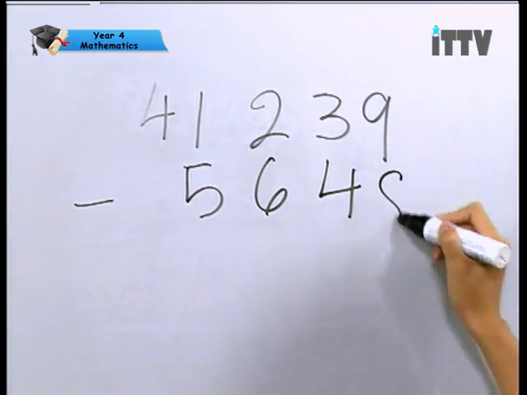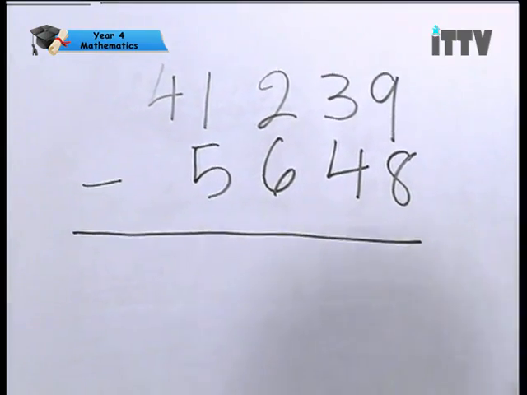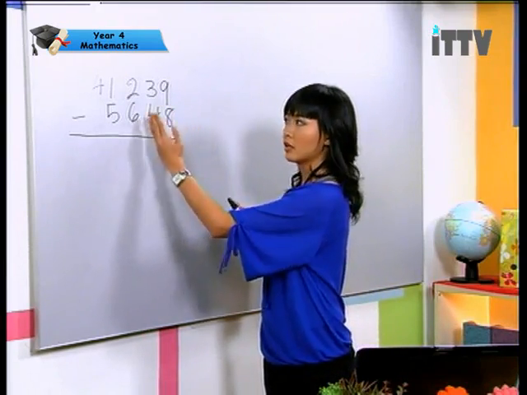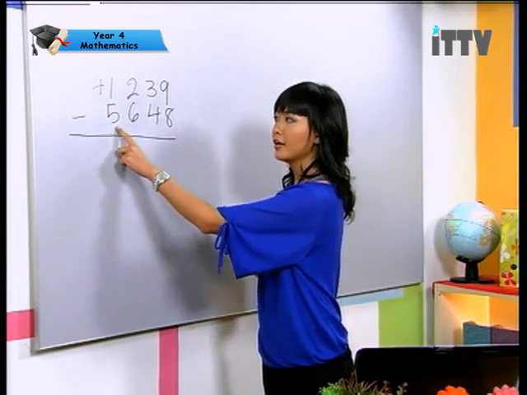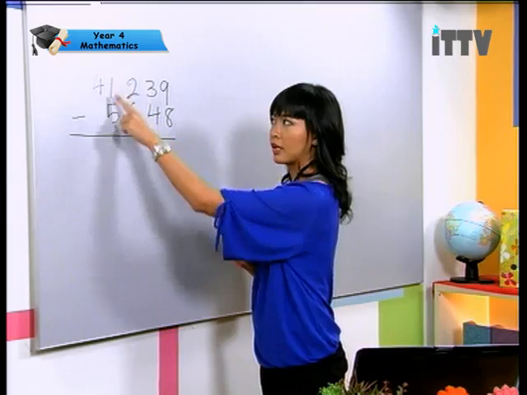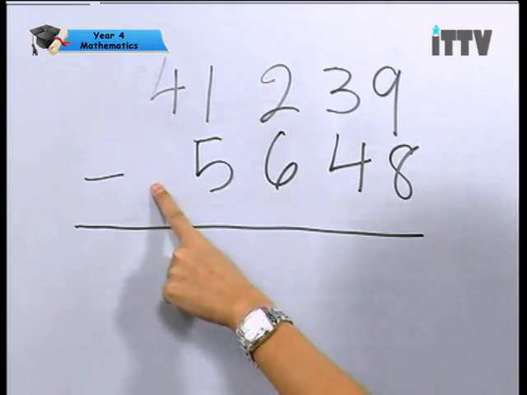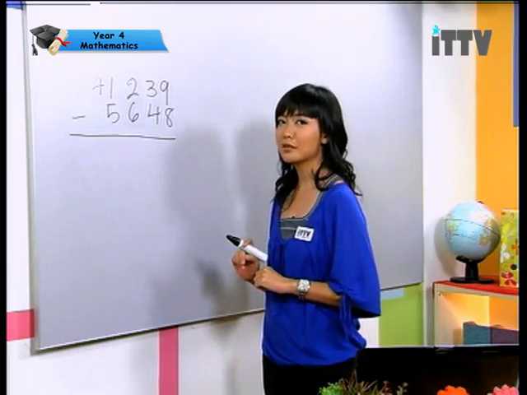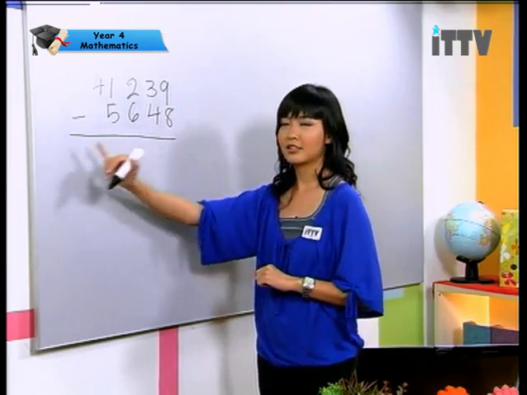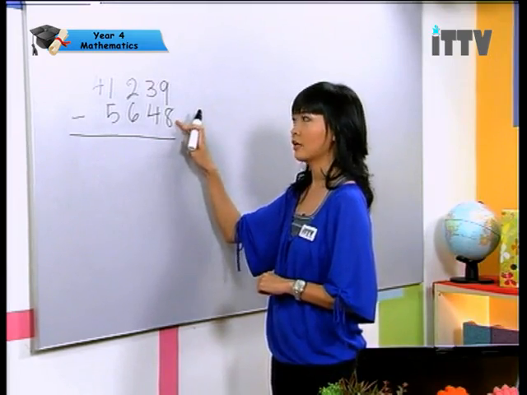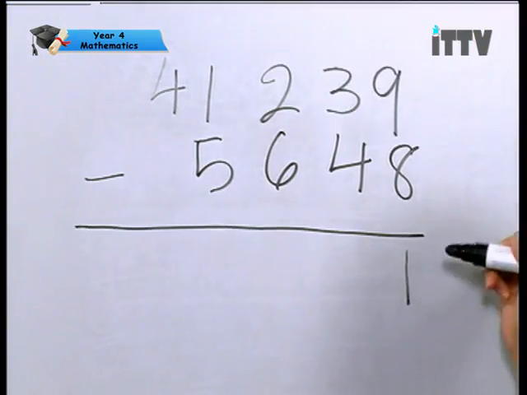Now, when we write the numbers in vertical form, we must remember to arrange them according to the right place value, yeah? 5, the digit 5 here belongs to 1,000. So we group it together with 1,000 and not over here because this digit 4 is 10,000, okay? Now we can subtract starting from right to the left. 9 minus 8, 1. Okay?